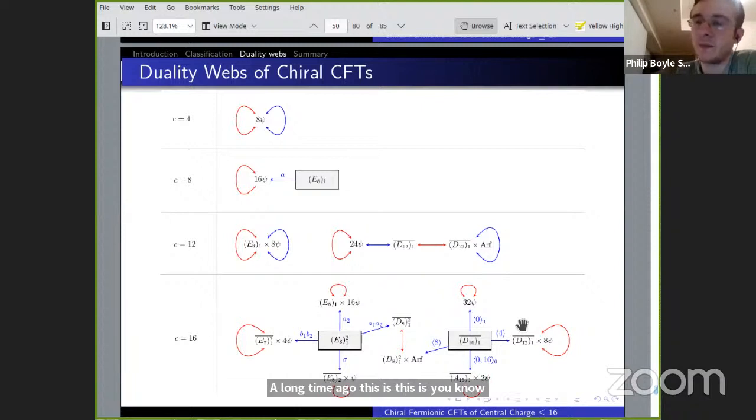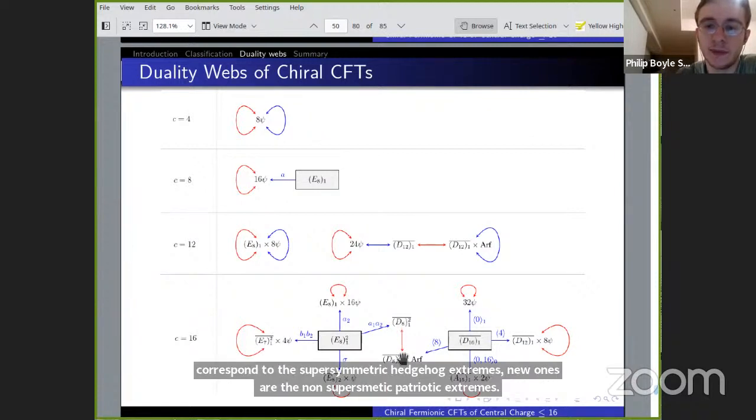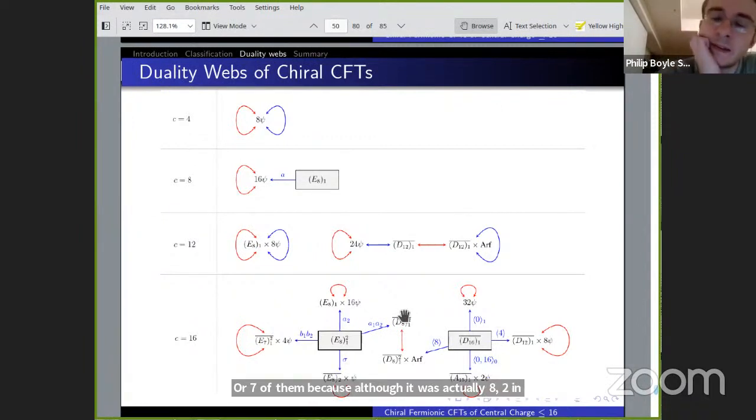This is basically the picture of heterotic string theories. For example, recall that the shaded ones, which are bosonic, correspond to the supersymmetric heterotic strings, and the other ones are the non-supersymmetric heterotic strings, all 7 of them, because although there's actually 8, the 2 in the middle are basically the same. Okay, so what have we learned? Well, although this picture is old, at least we know there's nothing hiding. There's no extra stuff we've missed.